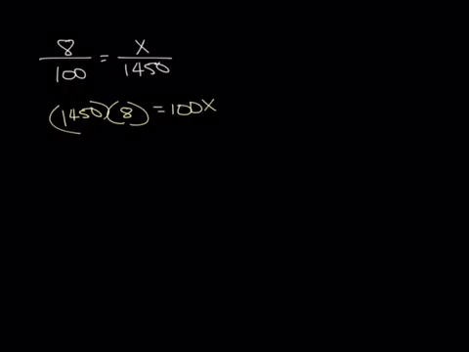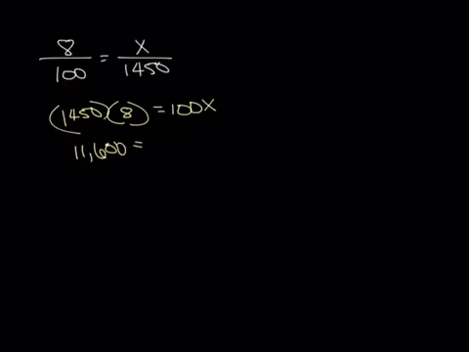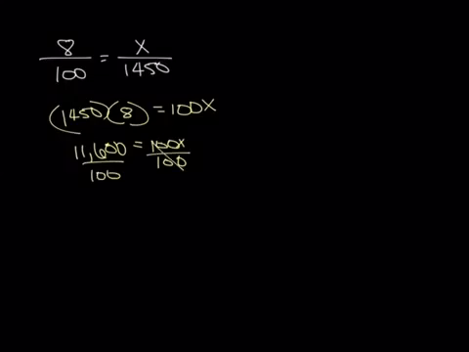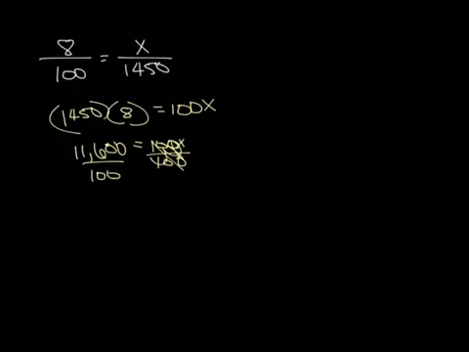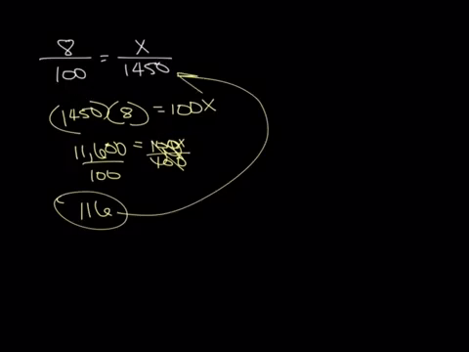Okay, so then you've got 1,450 times 8 equals 100x. Divide by 100. Divide by 100. Cross that goop out. And we have 116. That's how many parts out of our 1,450 are going to be bad. About 8%. Okay? So let's look at example number 4.